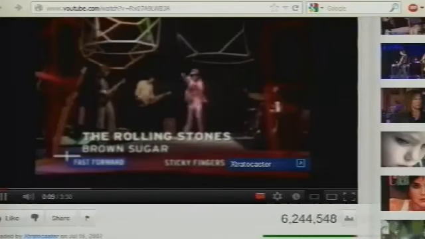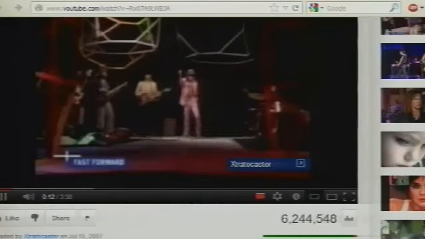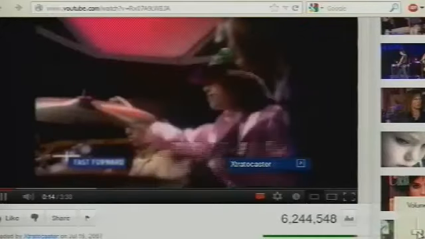This one got to number 2 and it's on 35 in the song. The Rolling Stones and Brown Sugar.